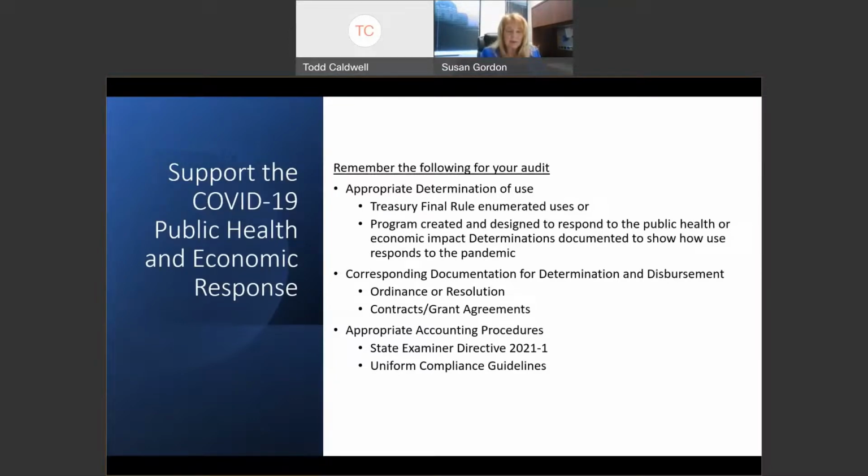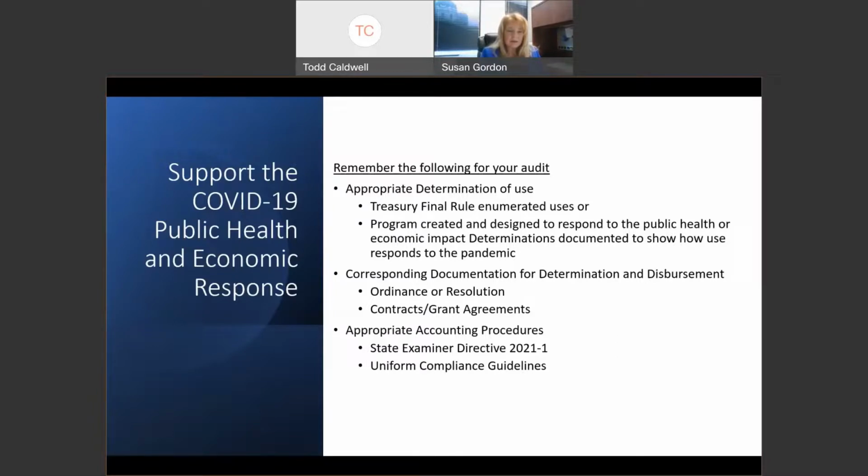So again, we want to make sure that you know what's expected for your audit. Make sure that as you're going through, if you're spending money out of this category, make sure that you have documentation on the determination of your use. Was this a Treasury final rule enumerated use, or was it a program that you created and designed to respond to the public health or economic impact? Just make sure you have those determinations available for audit to show how the use of those funds responds to the pandemic. And then, of course, you need your corresponding documentation.